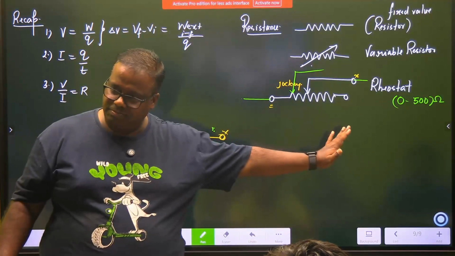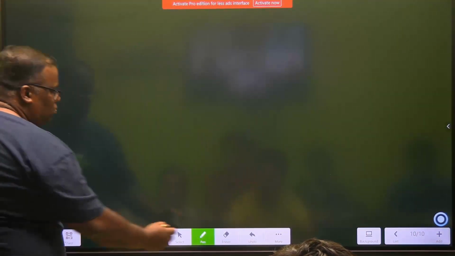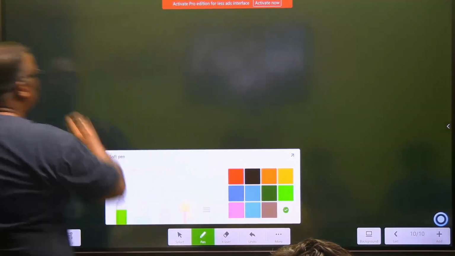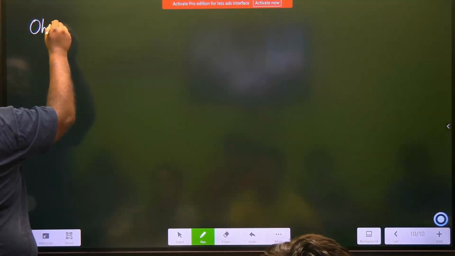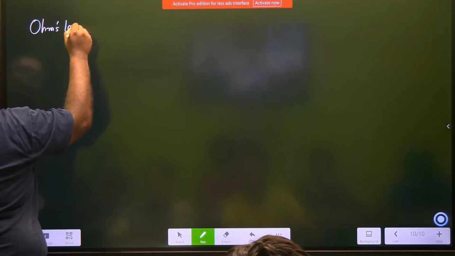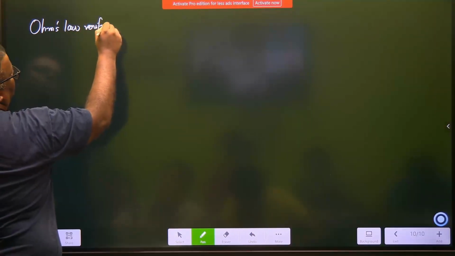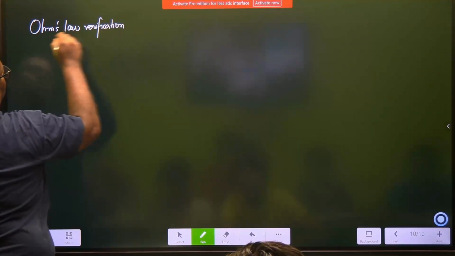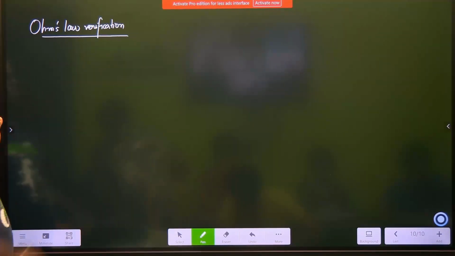This is clear. So let's see now. Let's see a typical setup of an Ohm's law experiment, okay, which we used to do in grade 10. You may do, you may not do, but you may get a question based on Ohm's law verification. Okay, Ohm's law verification. So what does Ohm's law say?